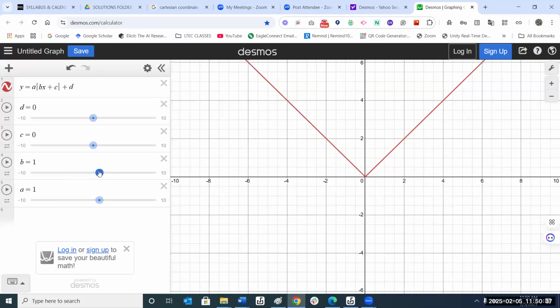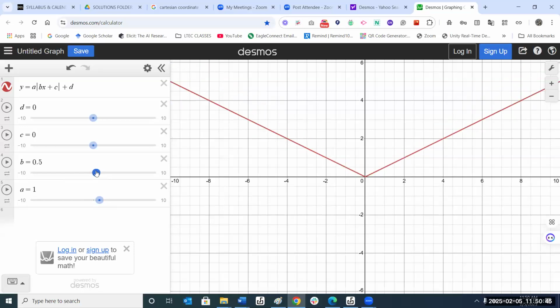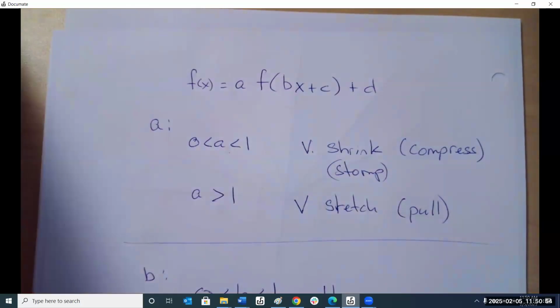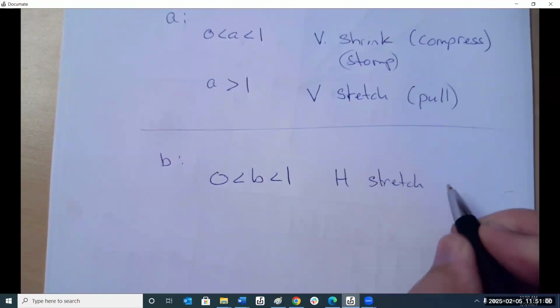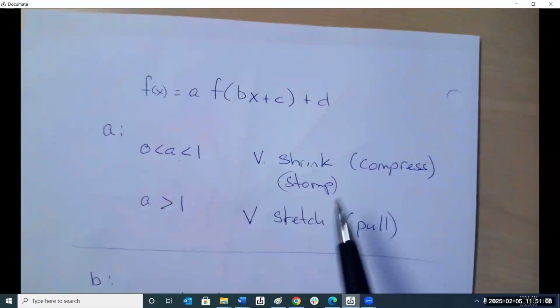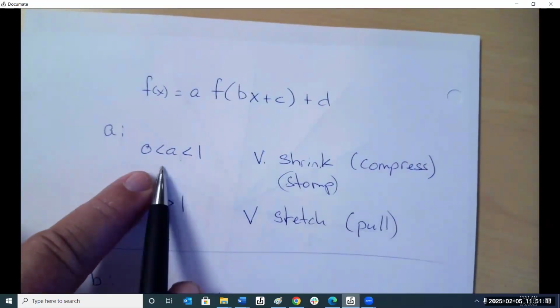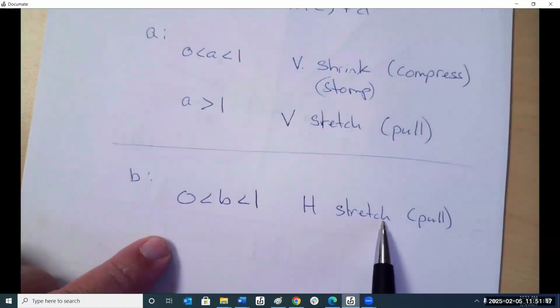So if B is between 0 and 1, what's happening to it? It's a horizontal stretch, or pull. You're pulling it apart. Remember, it's the opposite. Since if it's a fraction, it's a vertical shrink, it's just the opposite. It's a horizontal stretch.